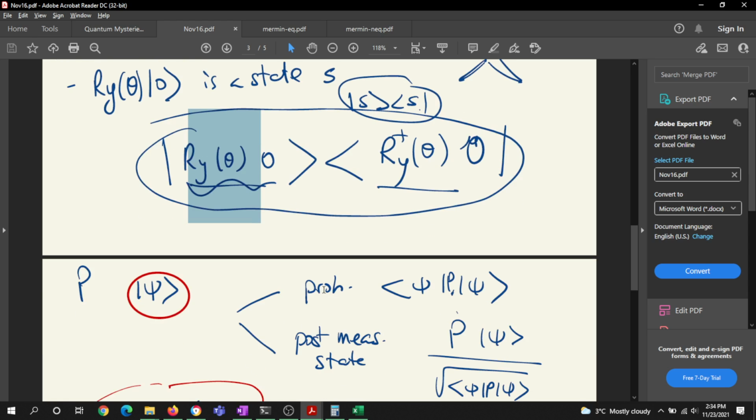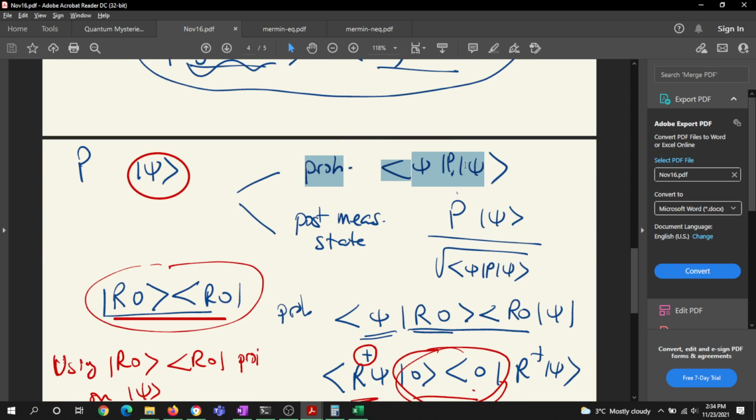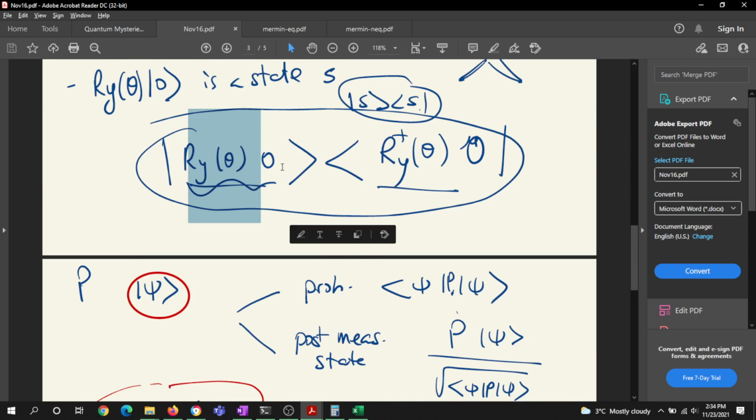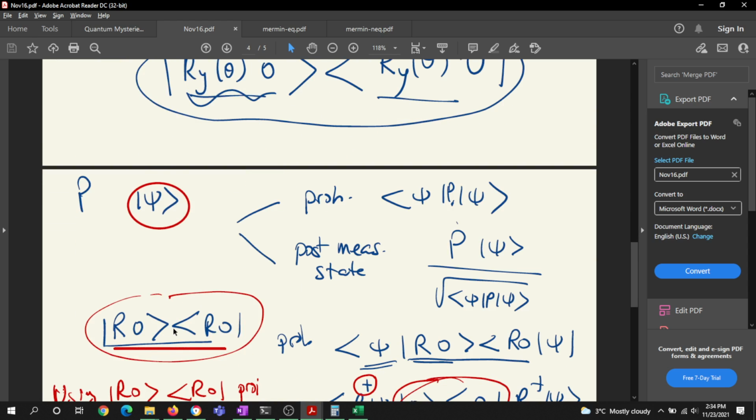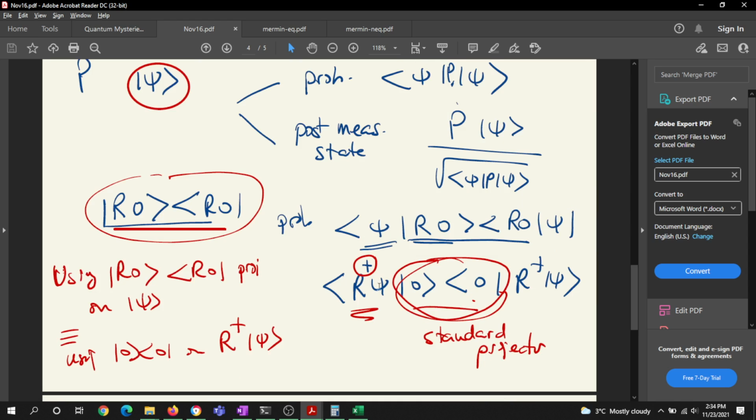But then to use this projector and get the probability, we need to use the standard form of the projector probability, where we do something like psi, then the projector, and then another psi, all in bracket notation. So here we're denoting this R theta 0, with any custom theta, as R0. And to get the probability, we just put the R0 projector in the middle of it, and we do this little transformation here, going from this line to this line.